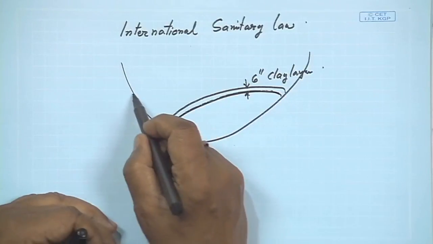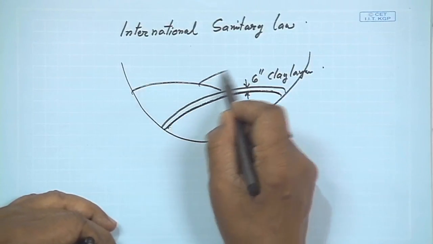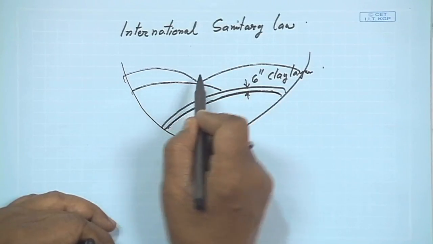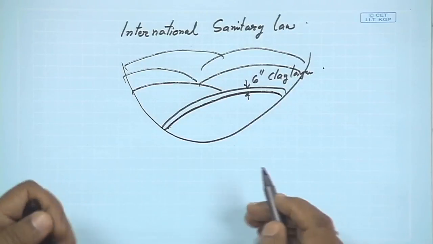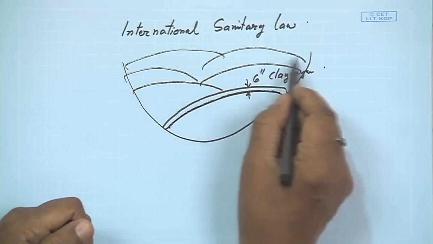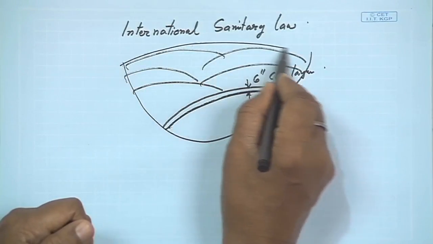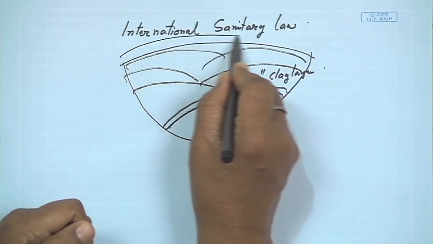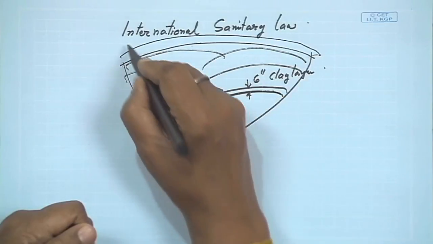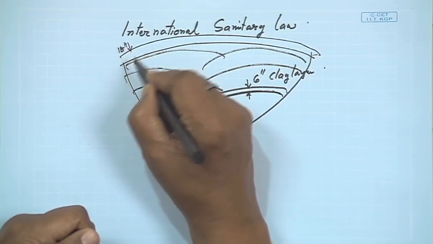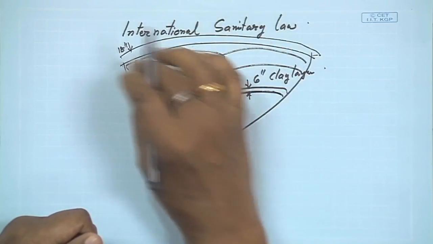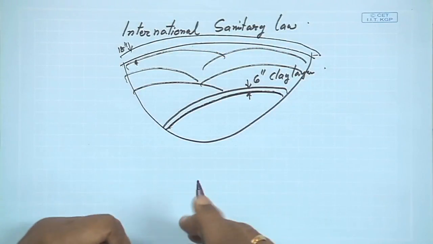So like this, you can have another layer, and another layer, and another layer. Like this, you can fill up your landfill. This is the international sanitary law. Now, at the end, when it is totally filled, it is totally covered with a thick layer, maybe an 18-inch layer. You put this thick layer so that it ensures there is no gas going out from the system.